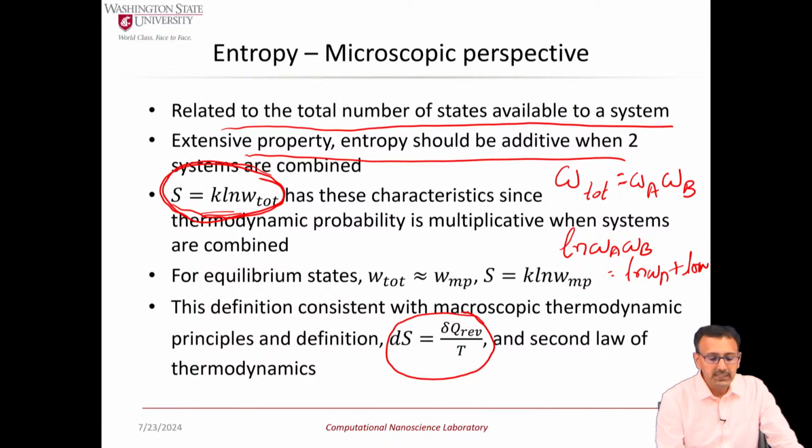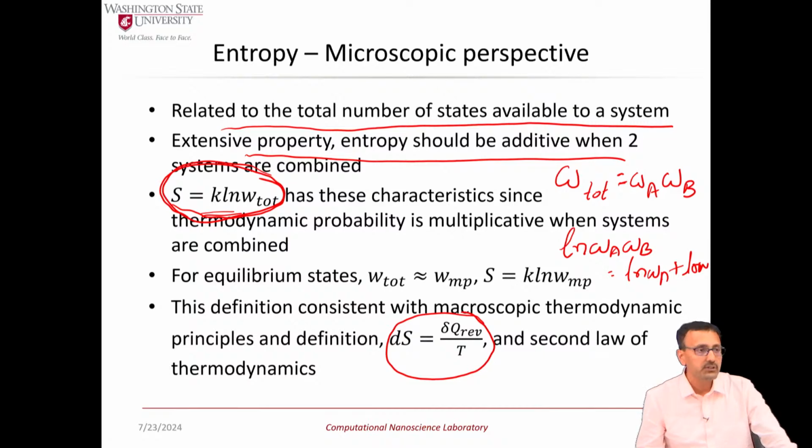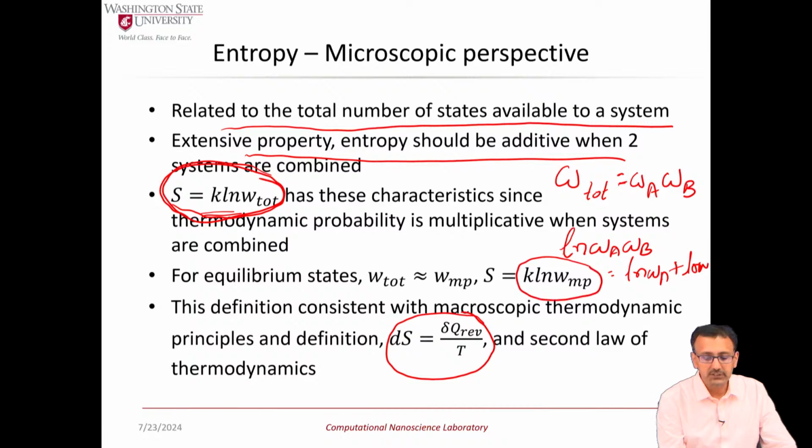In here it says omega total, which is the total number of ways you can distribute particles in a system. But remember, for a system at equilibrium, there are only some distributions that make sense, right. And so, we can say entropy equals k times natural log of, instead of the total number of ways you can distribute, the most probable distribution, because at equilibrium there will be primarily that most probable distribution, which we derived earlier.